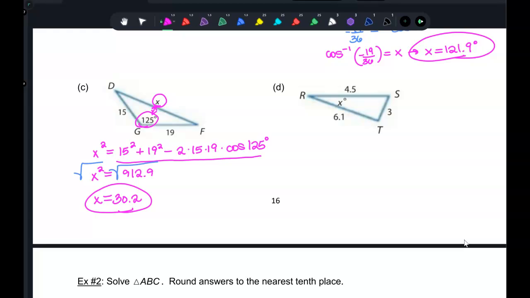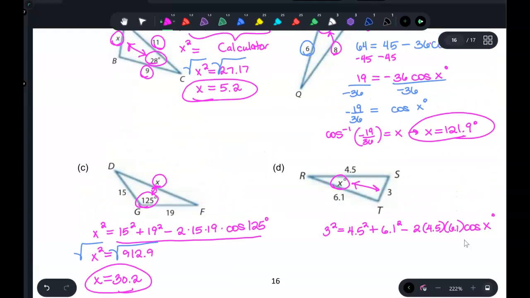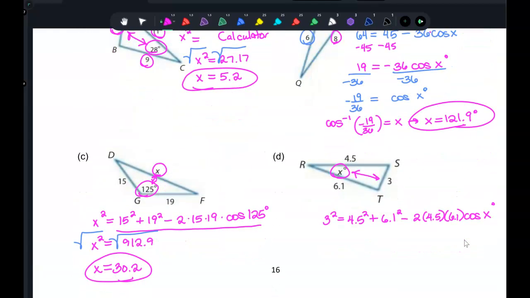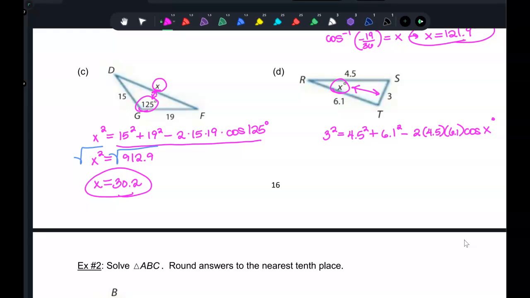All right, next one. This time I'm looking for the angle, so the side opposite is what I'm going to start with. I have 3 squared equals 4.5 squared plus 6.1 squared minus 2 times 4.5 times 6.1 times the cosine of x degrees. So this is going to look very similar to the one directly above it because I'm trying to find the angle measure. So we're definitely going to be using our calculators here.